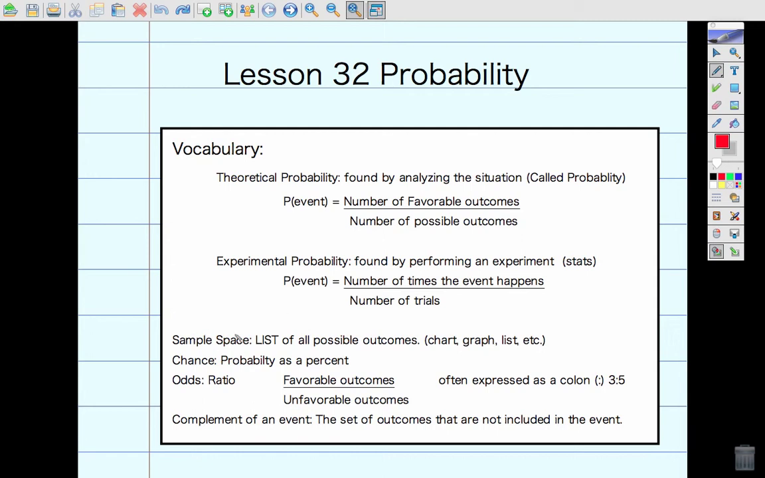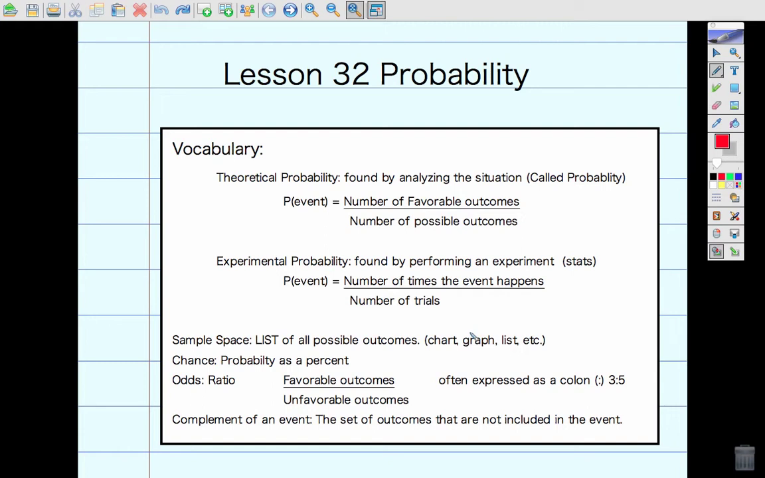The sample space is a list of all possible outcomes. So normally when we find probability, we'll use a chart, a graph, or a list of some sort. And I'm not going to sort through your chart, your graph, or your other list. I need you to list all of the possible outcomes. We'll talk about that when we do our examples.